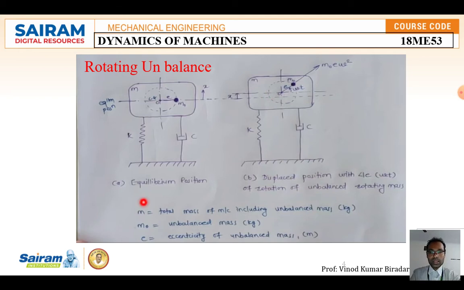Let capital M be the total mass of the machine, including the unbalanced mass. This is the total mass, and m naught is the unbalanced mass in kg, and e is the eccentricity of the unbalanced mass. In the centrifugal force, the radius of rotation R is taken as e. So that is about the centrifugal force.